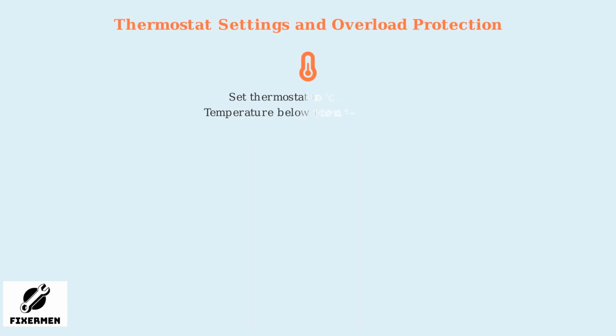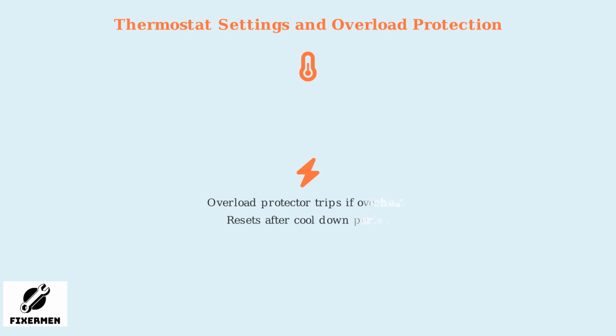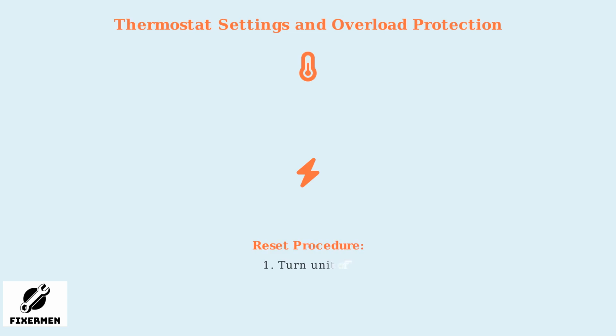Ensure your thermostat is set correctly to cool mode and the temperature is lower than the room temperature. A faulty thermostat can prevent the compressor from receiving the signal to start. The compressor also has an overload protector that can trip if it overheats. This will automatically reset after a cool down period. Try turning the unit off, waiting 30 minutes, and then turning it back on to see if it restarts.